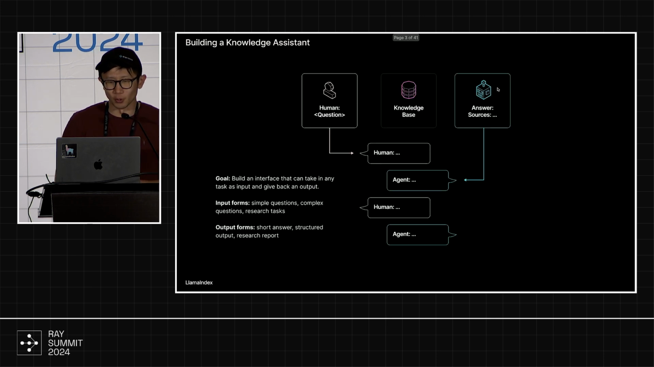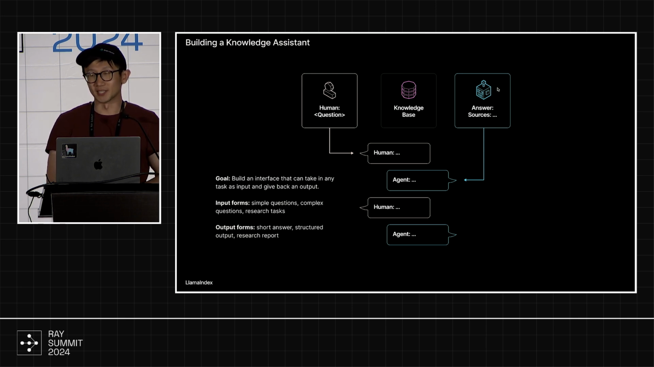So the overall definition of what I call a knowledge assistant is you want to basically build some interface that can take in some task as input and give back an output. A standard RAG chatbot basically takes in simple questions as input and gives you back simple answers. But there's a lot more that you can do over your data.